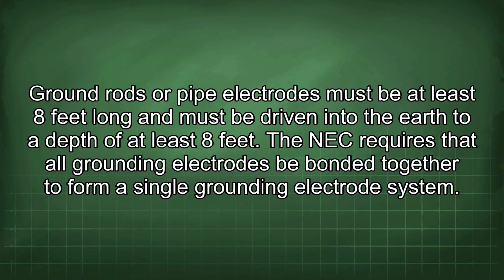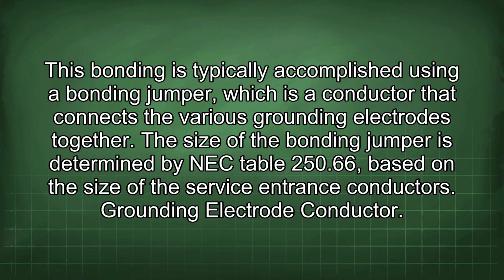The NEC requires that all grounding electrodes be bonded together to form a single grounding electrode system. This bonding is typically accomplished using a bonding jumper, which is a conductor that connects the various grounding electrodes together. The size of the bonding jumper is determined by NEC Table 250.66 based on the size of the service entrance conductors.